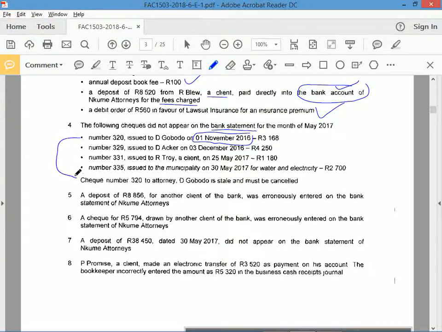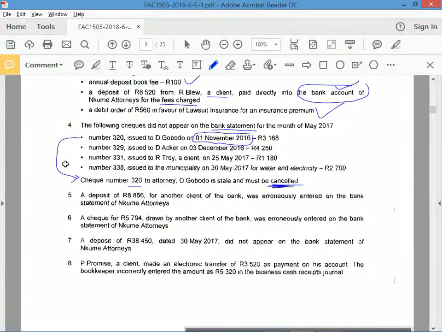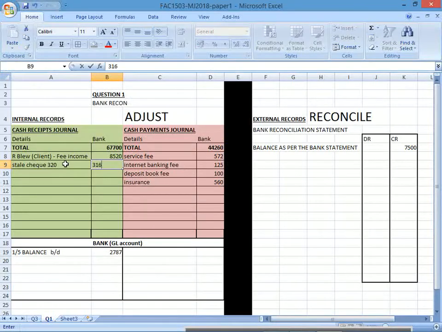There we go. Check number 320 to attorney Gabordo is stale and must be cancelled. There's the key word. Stale checks you can always study, and remember, stale checks always go to the cash receipts journal. So let's record it. Stale check 320. How much? 3168.